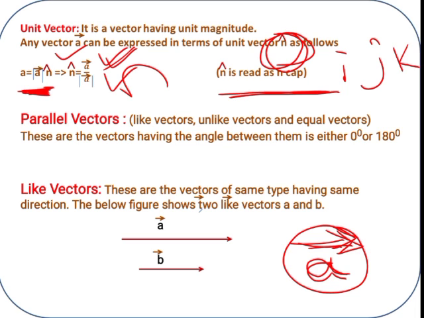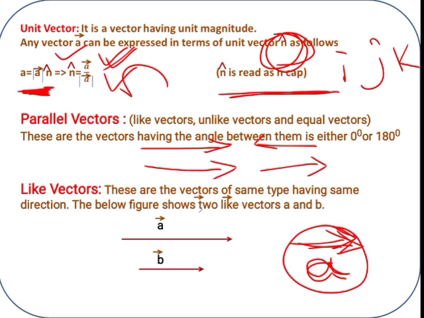Next one, parallel vectors, which include like vectors, unlike vectors and equal vectors. Okay, so they come under parallel vectors. These are vectors where the angle between them is either 0 degree or 180 degree. Parallel vectors are nothing but what? If two vectors are like this or like this, such vectors are called parallel vectors. Of course, the angle is 0 degree and 180 degree.